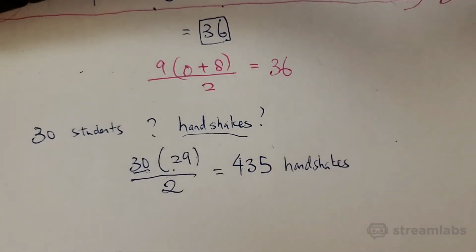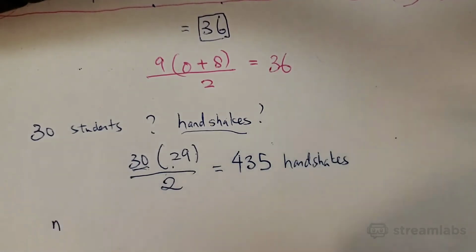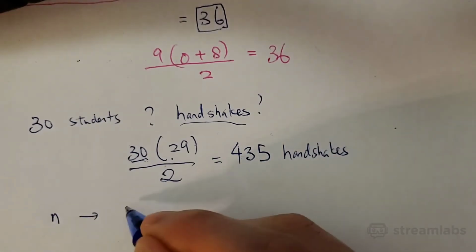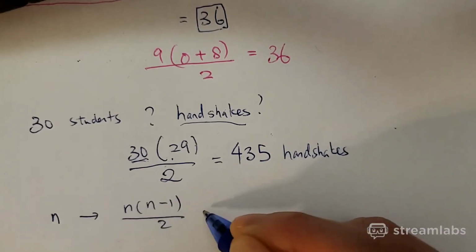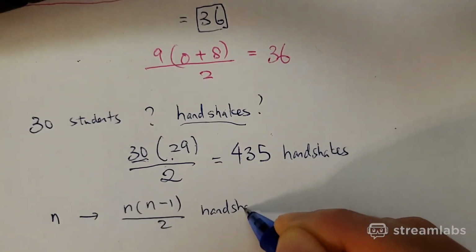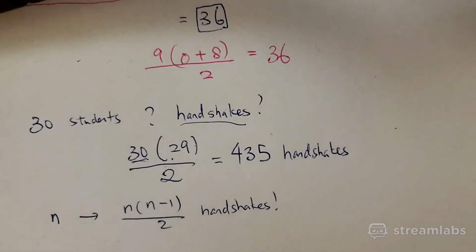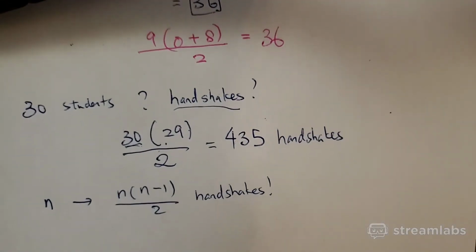In other words, for any n people, you will have n times what? n minus 1 over 2 handshakes. That's it. Okay.